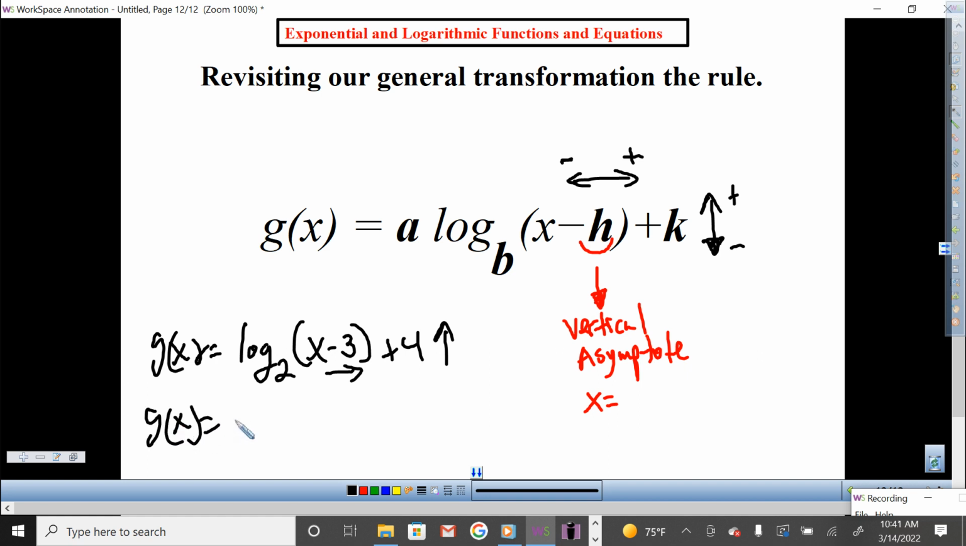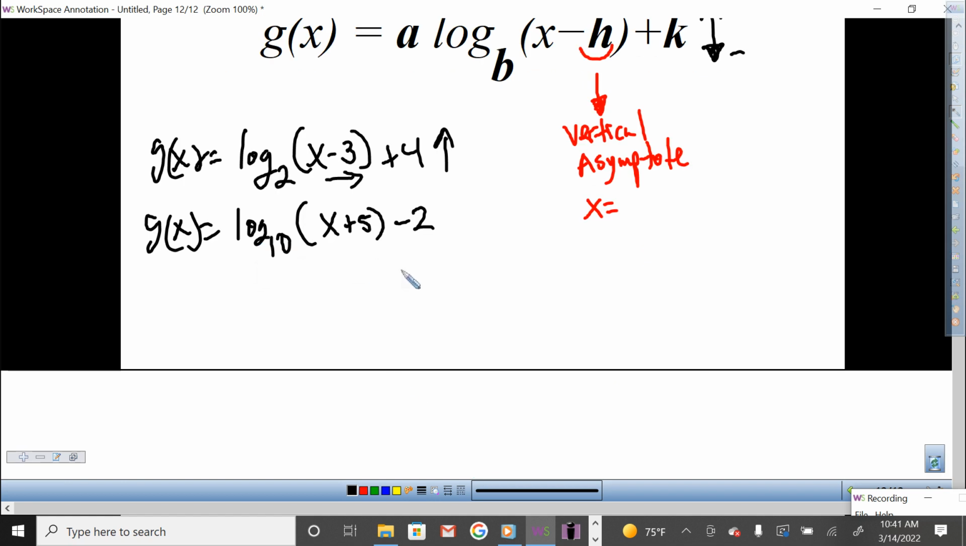g of x equals log 10 of (x plus 5) minus 2. Where would I move this one to? Left 5 and down 2. That is correct. So let's put that into practice. Here we go.